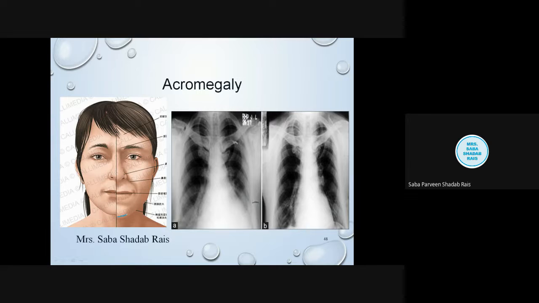Diameter of their chest will also increase. Now where is it going to increase? It is going to increase in the length, as you can see here, the length. So anteriorly as well as posteriorly, the length of the chest is going to be increased in the diameter.